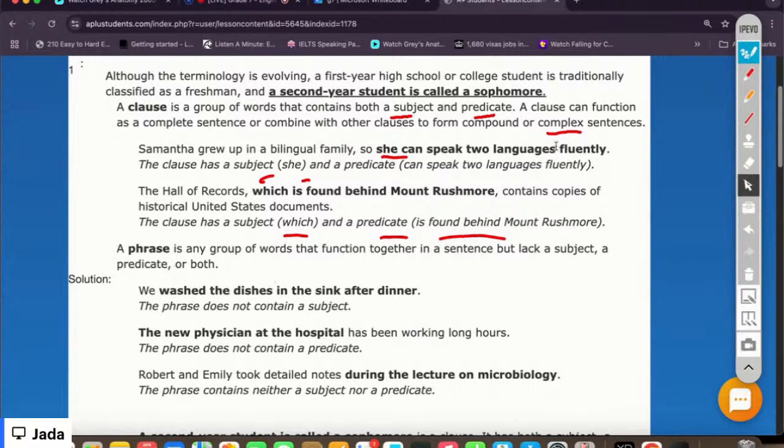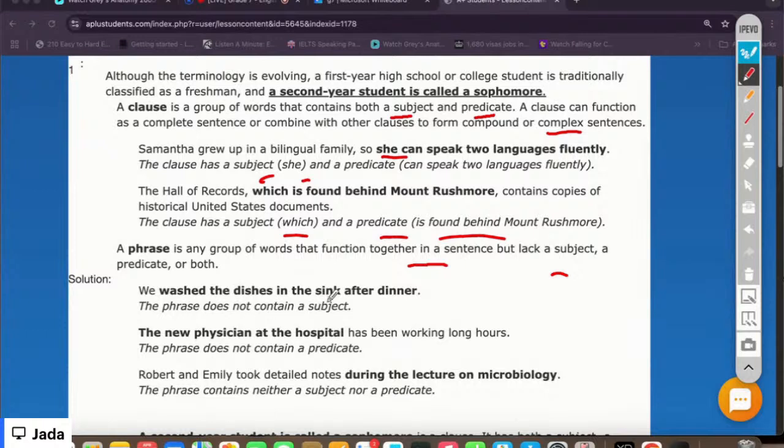Now, for the phrase, a phrase is a group of words that function together in a sentence but lack a subject, a predicate, or both. Now, a phrase functions together in the sentence and it's either lacking a subject, a predicate, or both. Unlike the clause, which has a subject and a predicate, the phrases lack either subject or predicate.